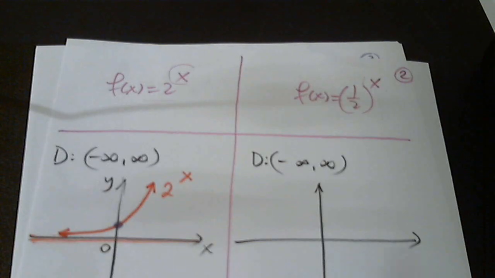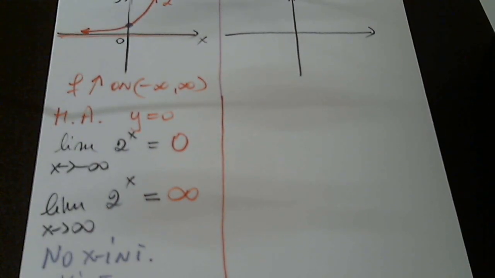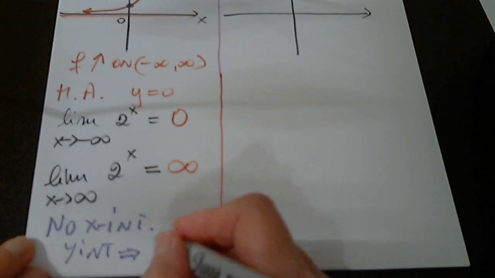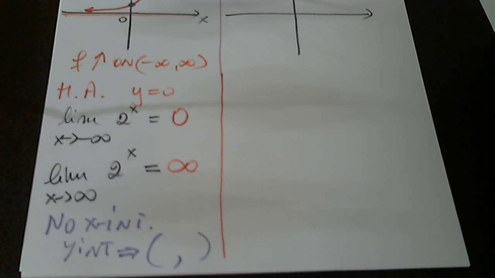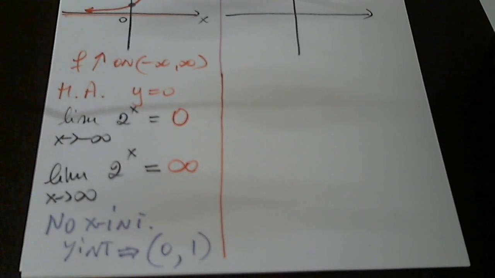So coming back, then the y-intercept is? 1, yes, but in an ordered pair format. (0, 1). Perfect. Good.